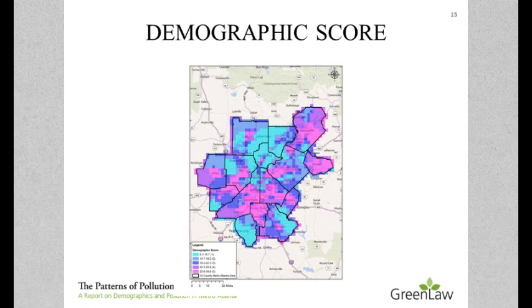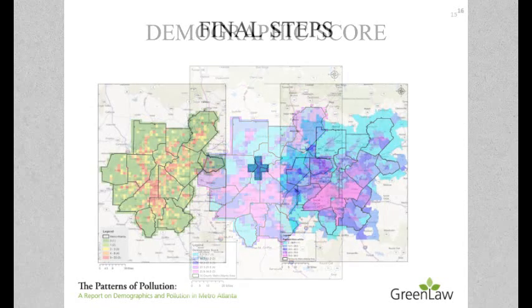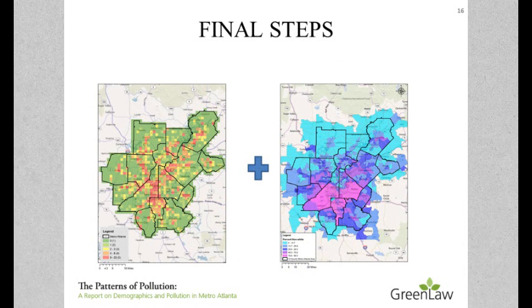And now the final step is to look at the overlay, or the interplay between our pollution score that we developed and our demographic score that we developed. And so you'll see the map on the left is the pollution score, and the map on the right is the demographic score. And the final step of our model was to isolate those 10 square kilometer blocks that are in the top quantile for pollution, so those that are red, and in the top quantile for demographics, or those that are pink. And those are areas that we're calling environmental justice hotspots.